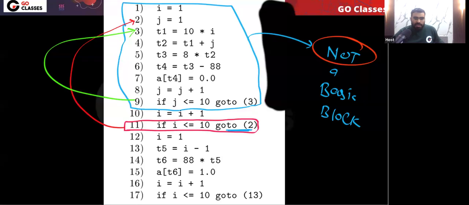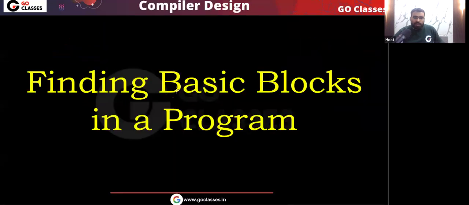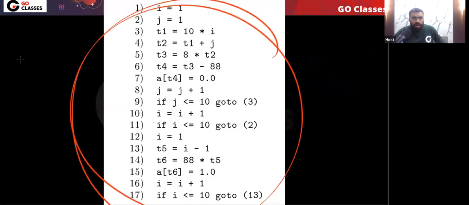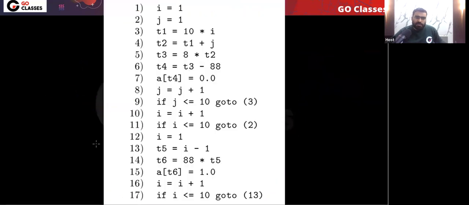Now you might be thinking, sir, do we have some algorithm for finding basic blocks in this program? If this program is given to you, how do you find the basic blocks? Do we have some systematic algorithm, some easy procedure? Yes, there is an algorithm. First, find the leader of the basic block. See the algorithm, there is an algorithm, remember. Basically, let me tell you, finding basic blocks.